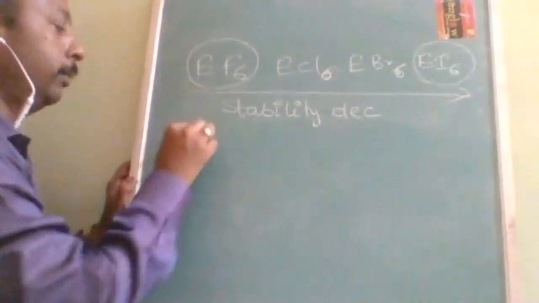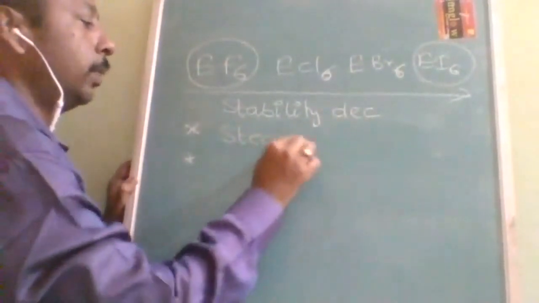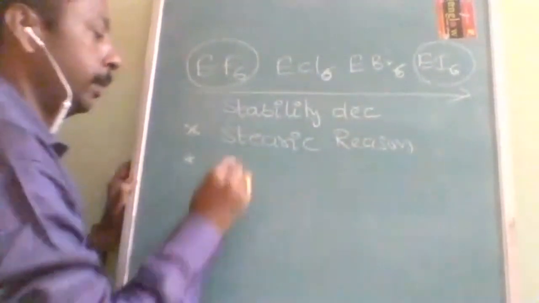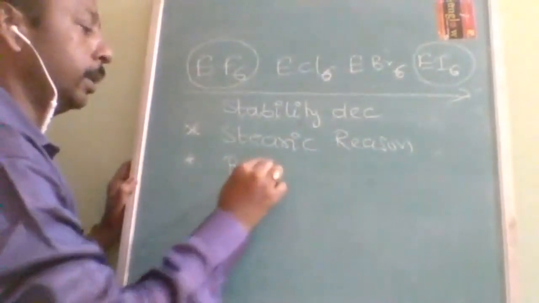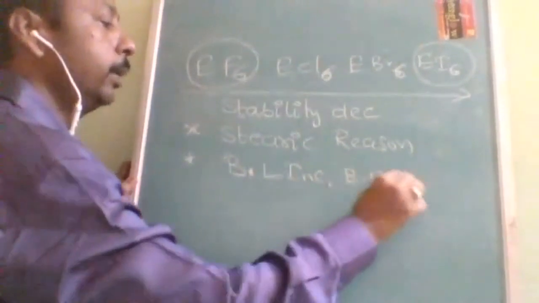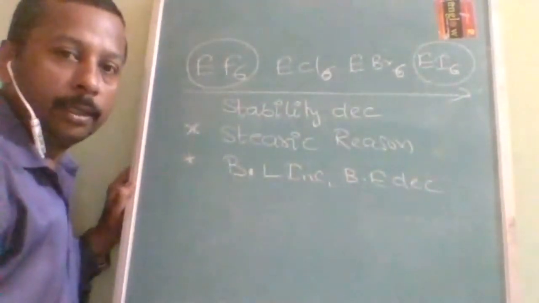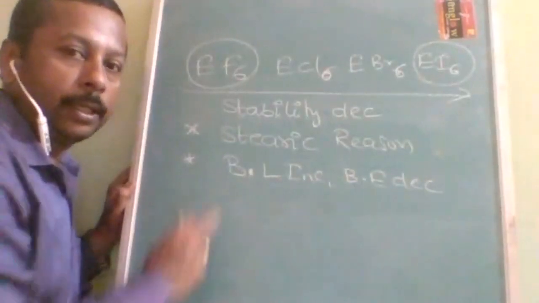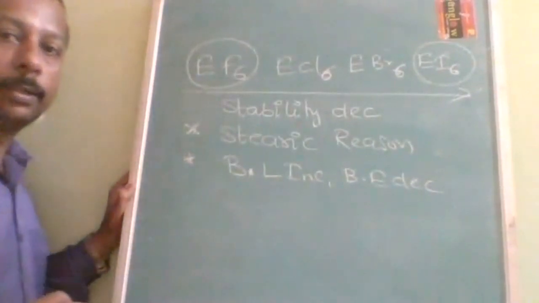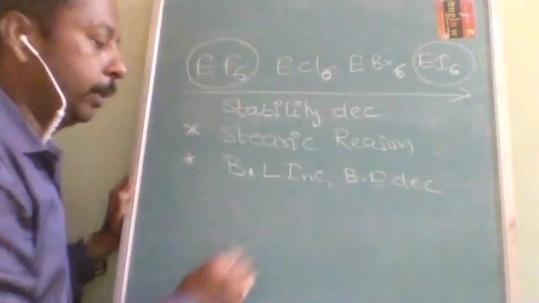This is explained in two terms. In options you will get two types of words. Due to steric reasons, what will be the reason? Steric reasons. And the second is bond length increases, so bond energy decreases. Understood? It will depend on the option, which can be steric reasons or bond energy terms. But what is the internal meaning of it, I am going to explain.